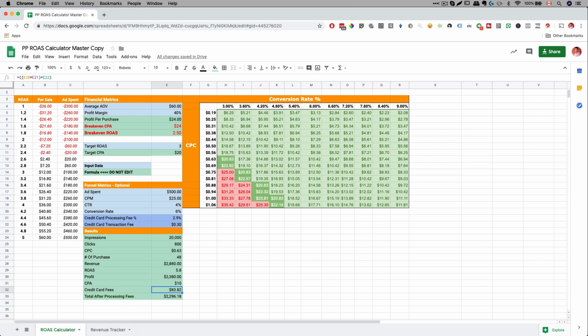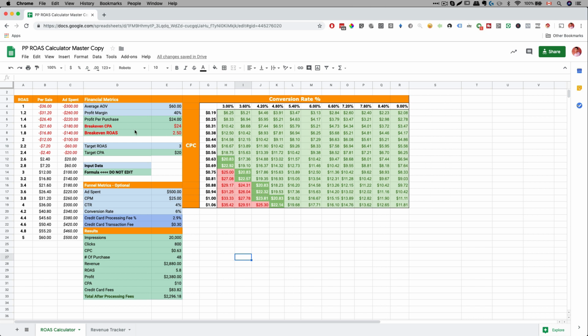Our credit card fees is 83%. Now, if you want to minus your credit card fees, this is the total after your processing fees over here. All right. So at the end of the day, you'll be making $2,296.18 with the metrics that we have over here. All right. So you can play around with this, and you can also see the ad spend over here. So by spending $500, you can see the different ROAS percentages you can have. And all these numbers will reflect over here.